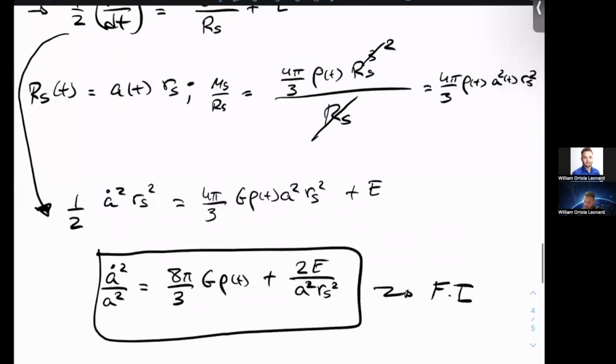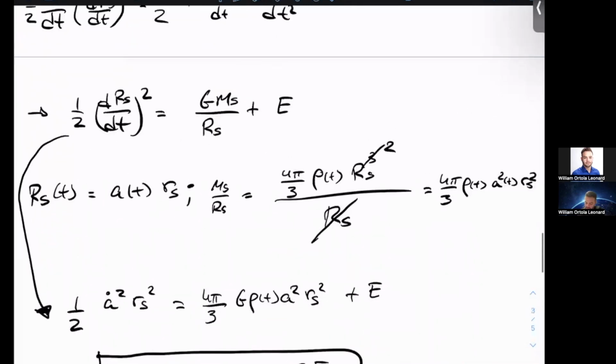Might be easier to see it when we look at it from this point of view, okay? Where you can see exactly this has the form of a kinetic energy term, where we have 1/2 and then we have a velocity term. Then this is exactly a potential energy, and then this is the total energy, okay?